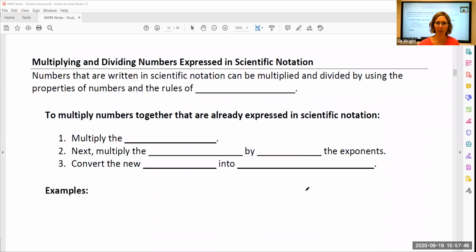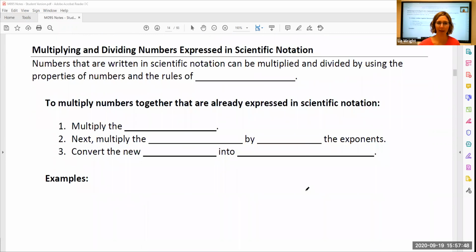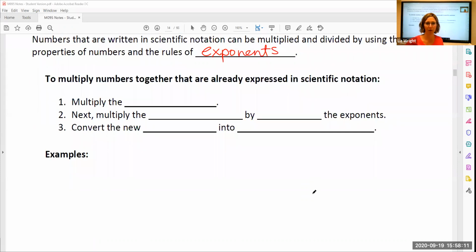Now we're going to come up here to multiplying and dividing numbers expressed in scientific notation. Numbers that are written in scientific notation can be multiplied and divided by using the properties of numbers and the rules of exponents. So here's where we are really going to use those exponent rules that we talked about in one of our other lessons.